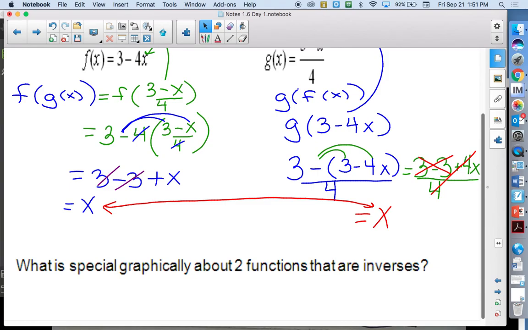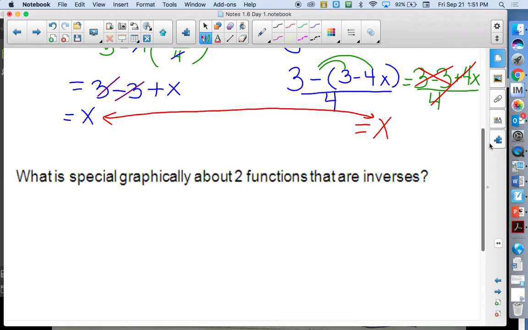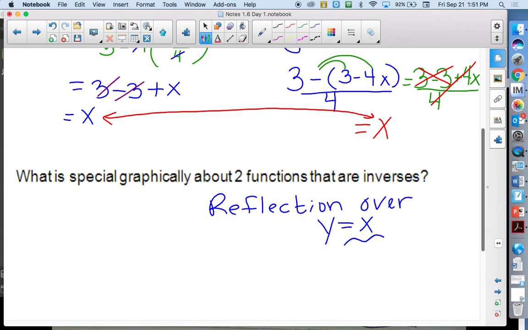So that last little statement underneath says, what is special graphically about two functions that are inverses? They're reflections over the line y equals x. That's why they equal x. When we break them down and simplify them, they break down to become x because they're reflecting over y equals x. So the two go together. It's not coincidence. You have one because of the other and vice versa. Questions?